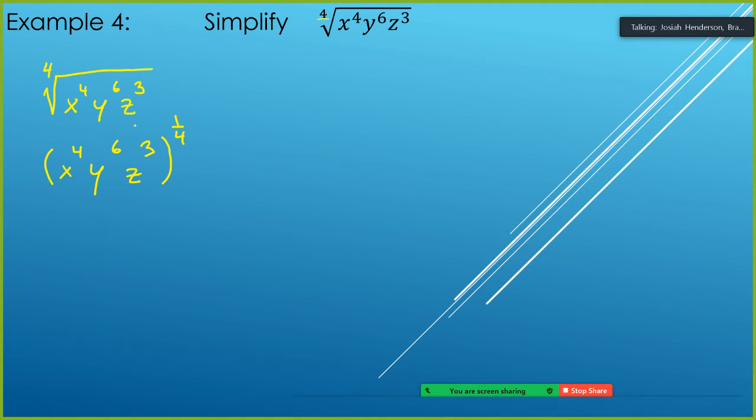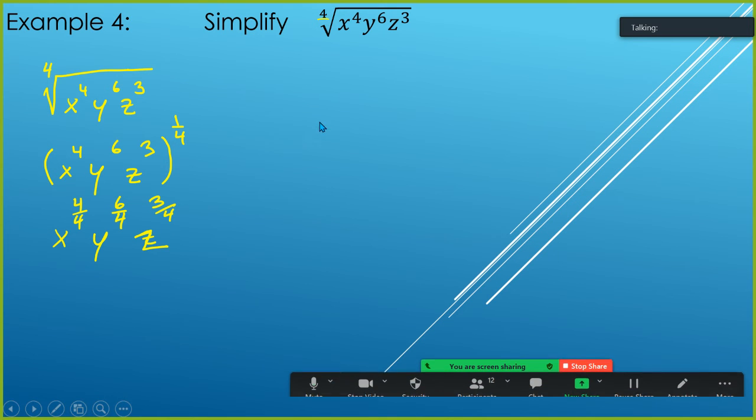Beautiful. Braden, absolutely correct. Thank you for answering. I'm going to do that now. Let's do it with me. 1/4 times 4, so I've got x to the 4 over 4, y to the 6 over 4, and z to the 3 over 4. Fix that z a little bit.